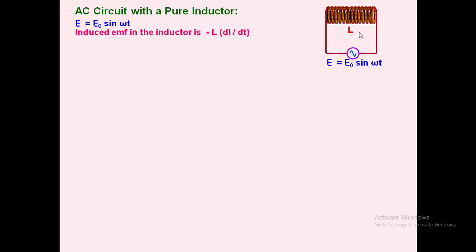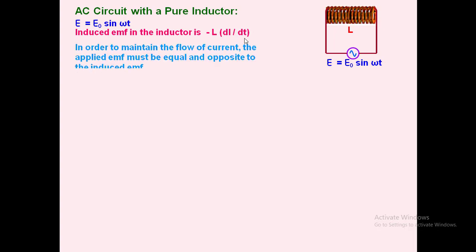Here, what is the source producing? This is the alternating source which is producing. So, it tries to decrease the alternating source alone. That's the reason induced EMF in the inductor is minus L di by dt according to the definition of induction. Now, as I mentioned, in order to maintain the flow of current, the applied EMF must be equal and opposite to the induced EMF, because this EMF is going to oppose the source. So, obviously, you have to provide an equal EMF in the opposite direction to maintain the flow of current.